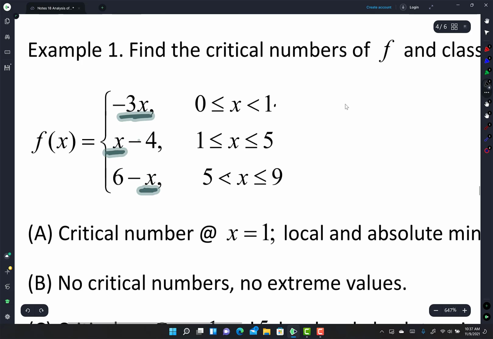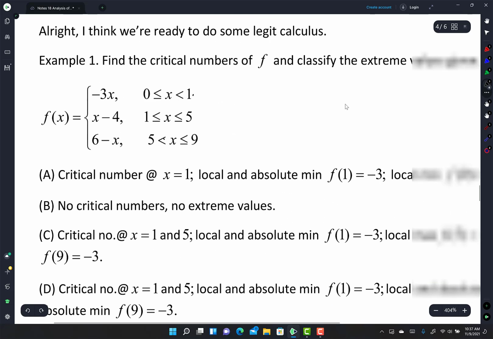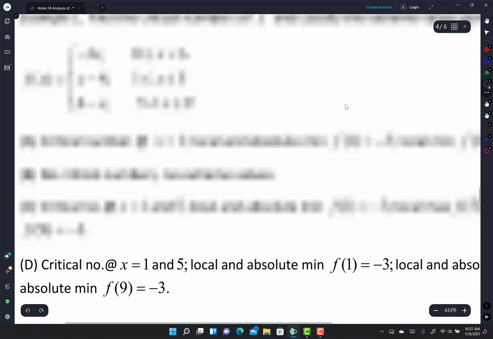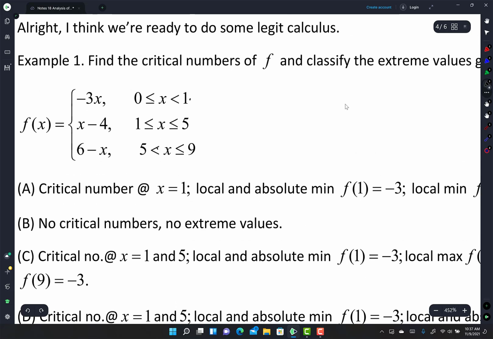Or I guess you can also call it a cusp, but yeah, it's like a corner. So you have critical points at 1 and 5. But don't worry, we're going to graph it, guys, because I know that some of you guys are like, what? So here we go. Let's graph it.